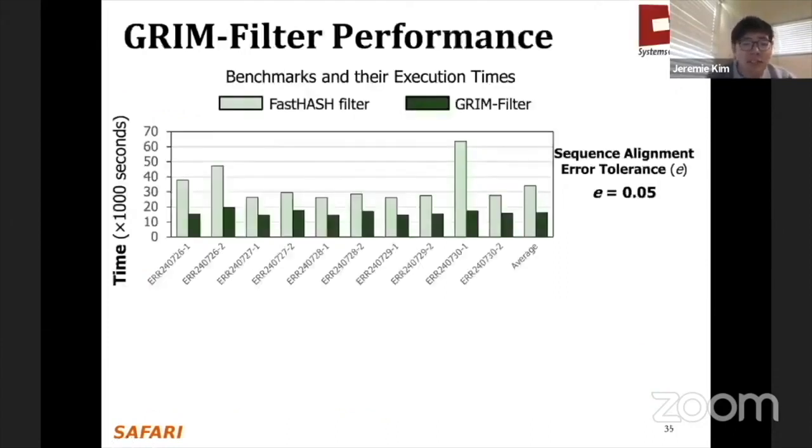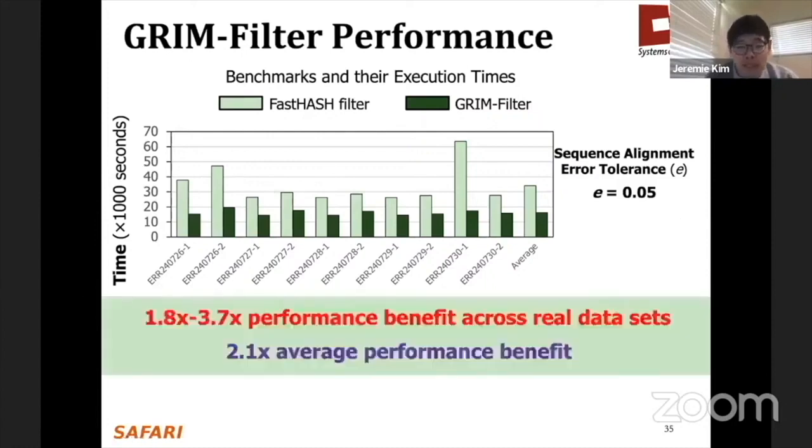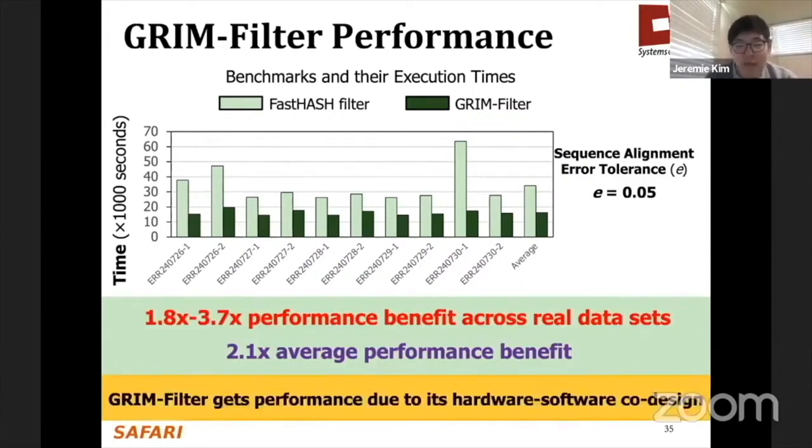Here we have the plot of performance, where the y-axis shows the time in units of 1,000 seconds. On the x-axis, we show the different data sets. This is just how we label the data sets in bioinformatics. We plot both the FastHash filter and Grim-filter for total execution time, and we use a sequence alignment error tolerance of 5%, which is pretty typical. We find that we get a performance benefit of up to 3.7x, and on average 2.1x. Grim-filter gets a lot of performance due to its hardware and software co-design.